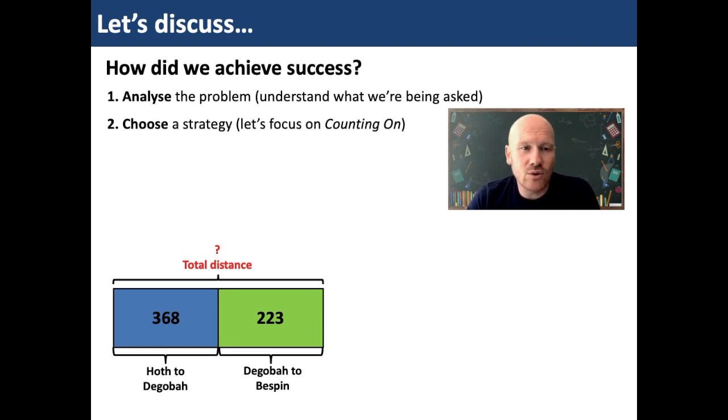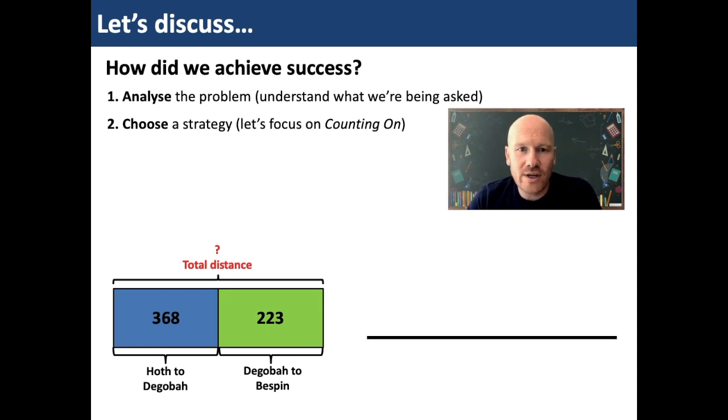So the next thing we need to do is choose a strategy. Now we can see from that bar that in order to work out the total distance, I'm going to add those numbers together. We can use any strategy we want to do that, and as a class you might want to develop success criteria for a particular strategy. I'm going to focus on counting on.